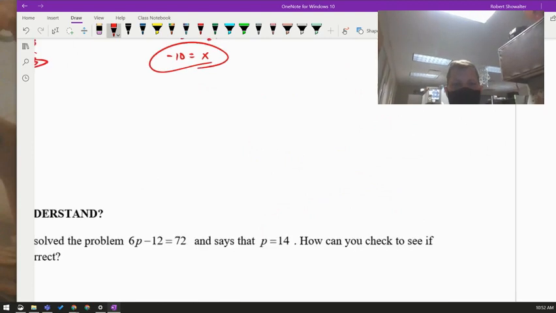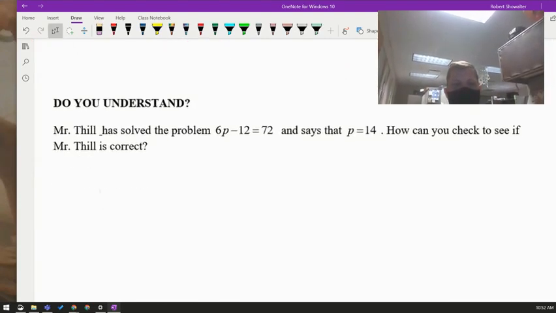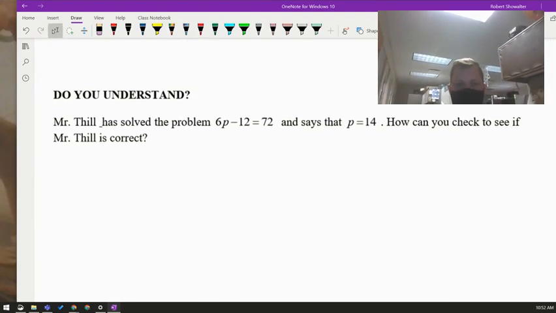Let's go to the last question. All right, Mr. Thill has solved the problem 6p minus 12 equals 72 and says that p equals 14. How can you check to see if Mr. Thill is correct? We'll address that when you guys are back in class tomorrow, because I want to hear your explanation, your answers in person.